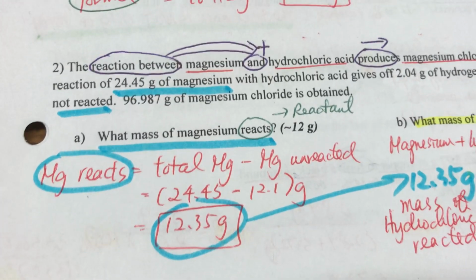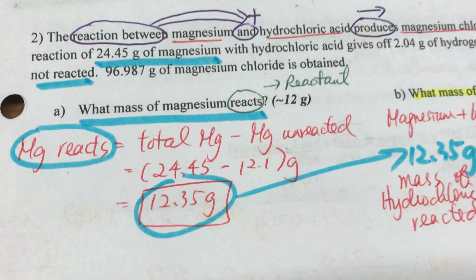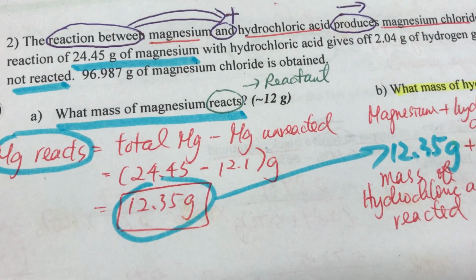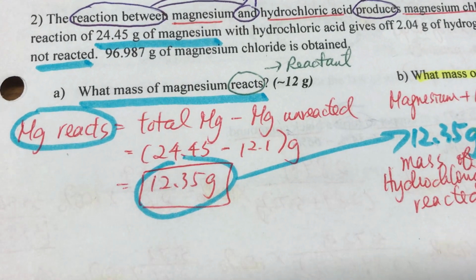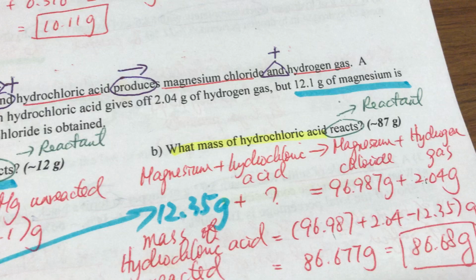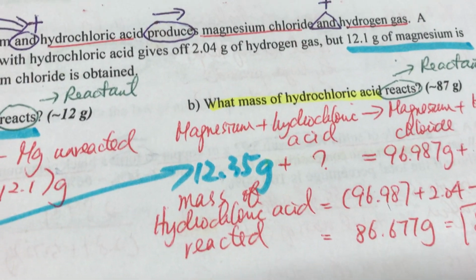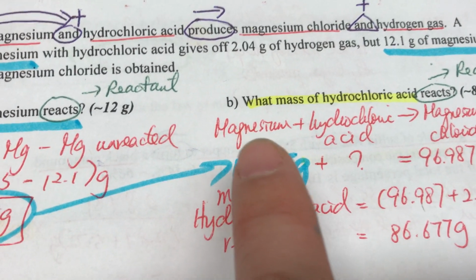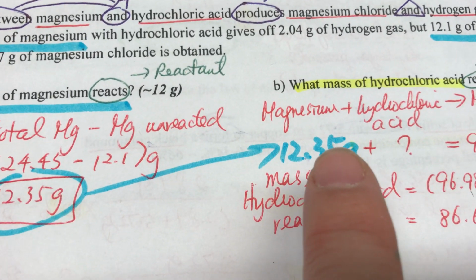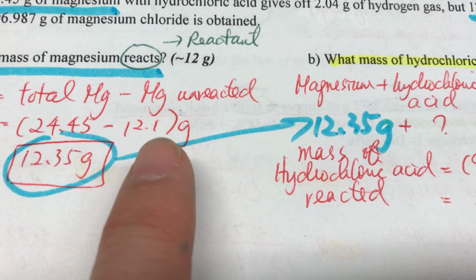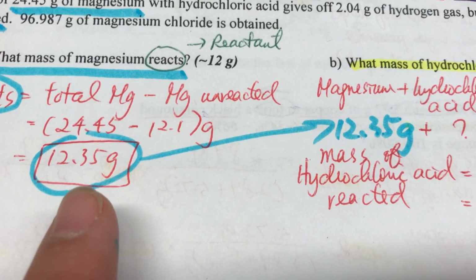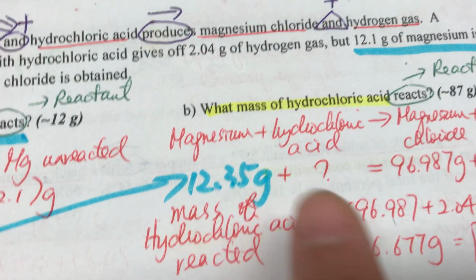I have to take the total magnesium, which is 24.45 minus 12.1 gram, then I will get how much magnesium I reacted, 12.35. This 12.35 should go to the mass of magnesium in the equation here. So here I would not put 24.45 because I did not use up all 24.45. I have 12.1 gram left over. That means actually 12.35 is the gram that I used up, so I will put it here.